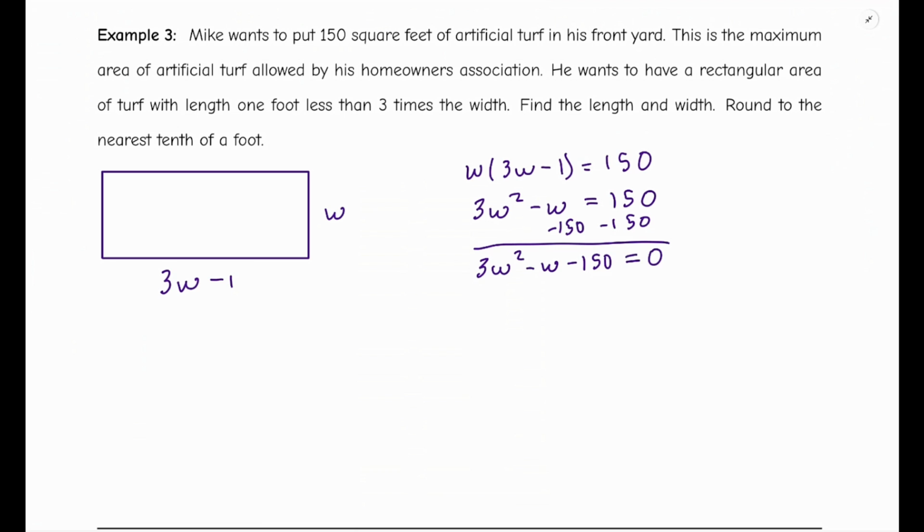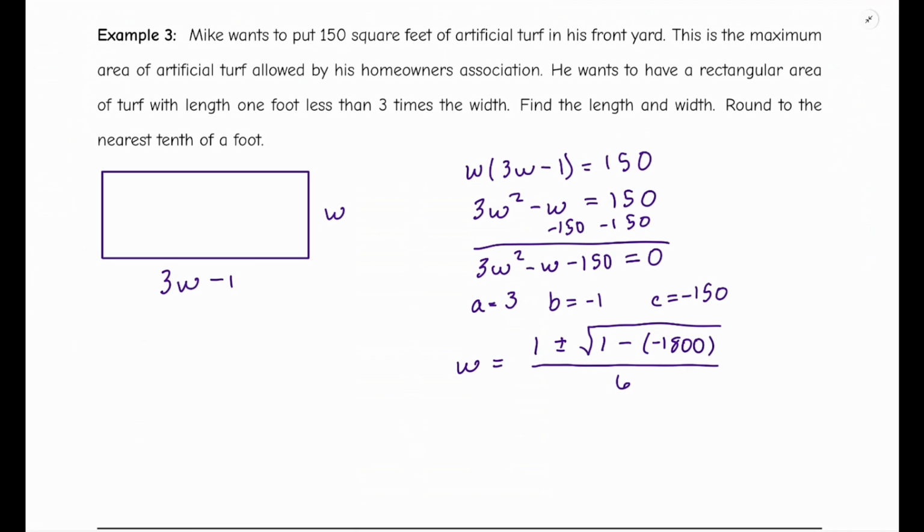Now you can try to factor this one. It's not going to work though, so I'm going to use the quadratic formula. With A equal to 3, B equal to negative 1, and C equal to negative 150, we get that W is equal to negative B, so 1, plus or minus the square root of B squared, so 1, minus 4 times A times C, which is negative 1800, all over 2A, which is 6. This becomes 1 plus or minus the square root of 1801 over 6.